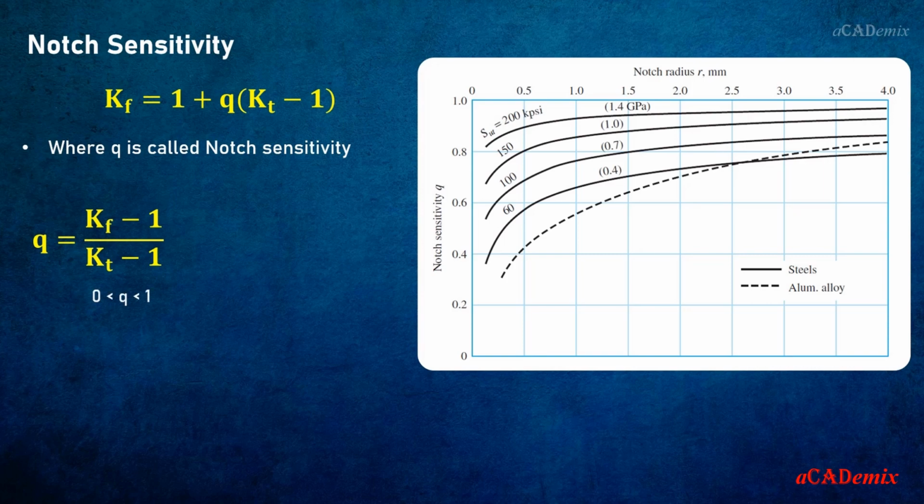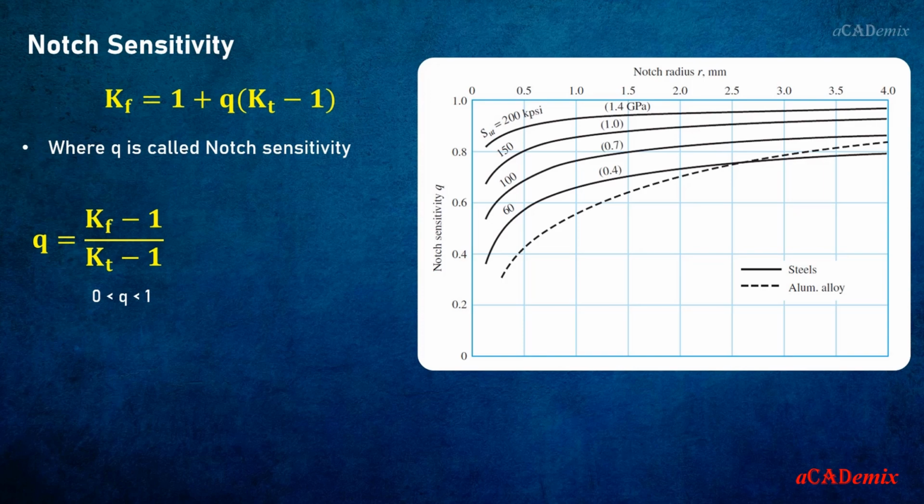The value of Q is in between 0 and 1. The value of Q can be found from the graph with notch radius in x-axis and notch sensitivity in y-axis. That is, by plotting the values using the notch radius and a suitable ultimate strength value, we can find out the value of notch sensitivity.